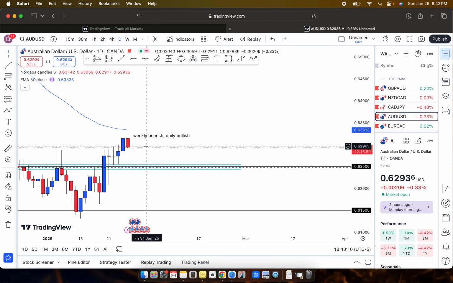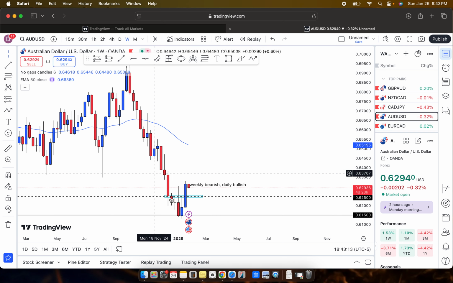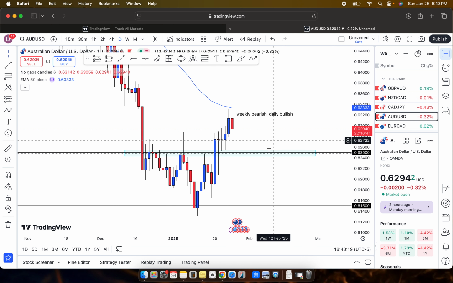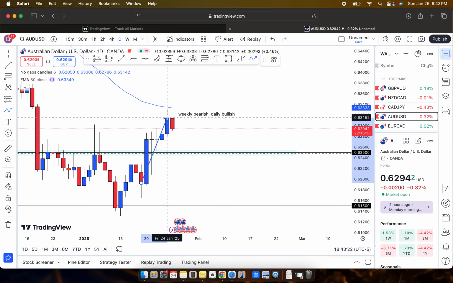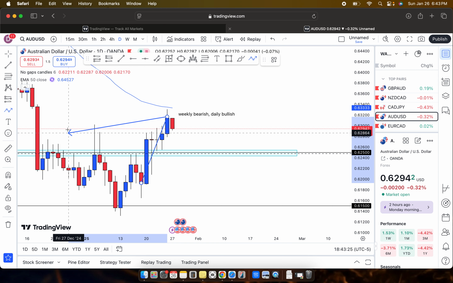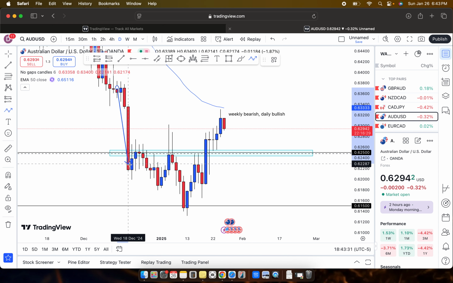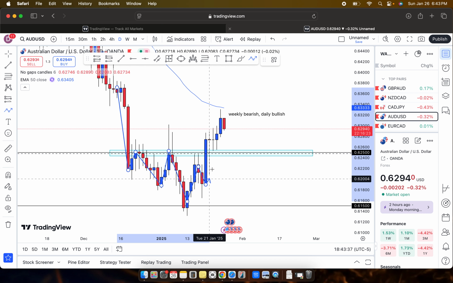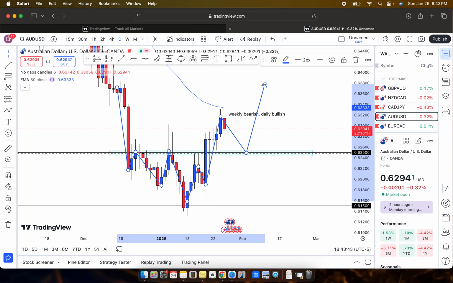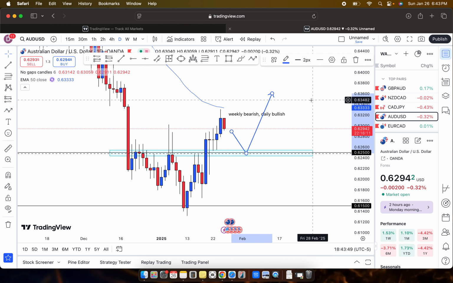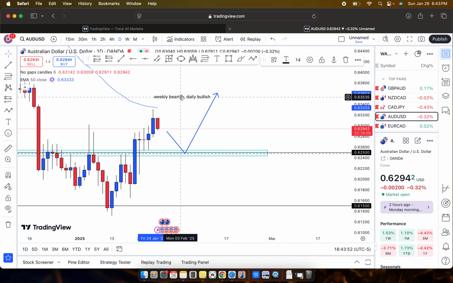Then we got AUD USD, same thing. Weekly is bearish, daily is bullish. In fact, it just shifted structure. Pretty much similar to NZD CAD, right? It was bearish, bearish, bearish over here, right? Price was going lower low, lower high, lower low, lower high, lower low, then shifted market structure with a higher low to create a higher high and a higher low, right? So this is where we anticipate the price to create a higher low before continuing to the upside. So no trades on this yet.